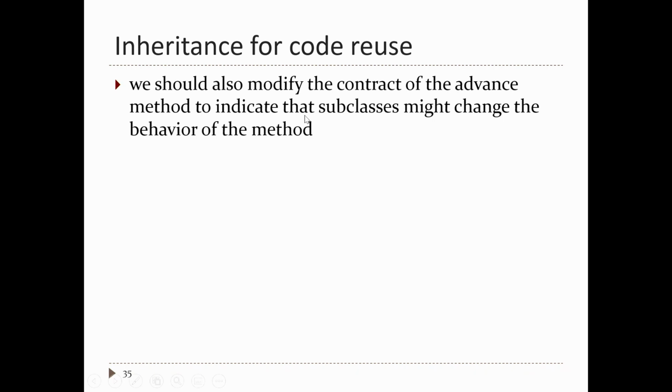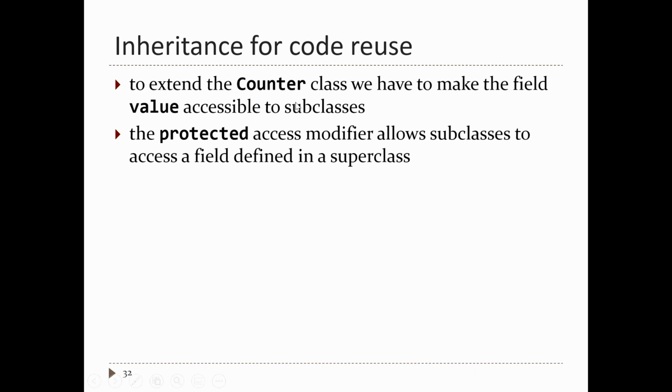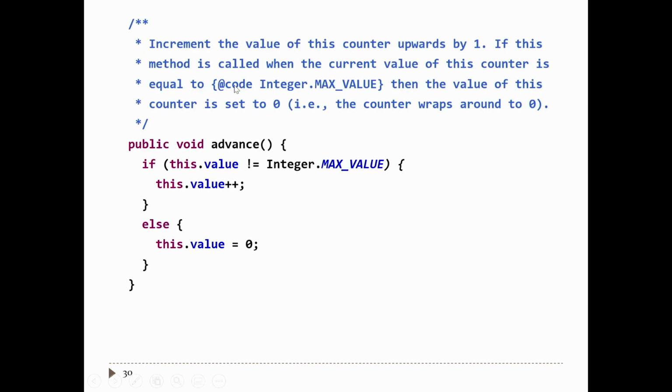Oh, I also have to do something else. So remember what inheritance means. It means your subclass is substitutable for the superclass. When a subclass inherits a method from its superclass, it also inherits the contract of its superclass method. Now, what does our superclass method say? So here's advance in the original Counter class.